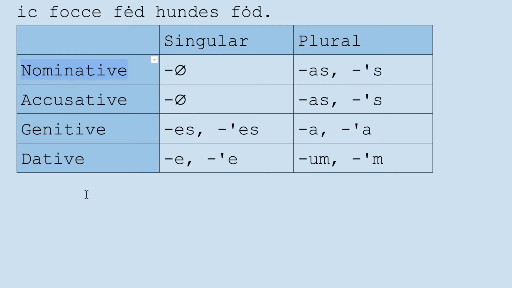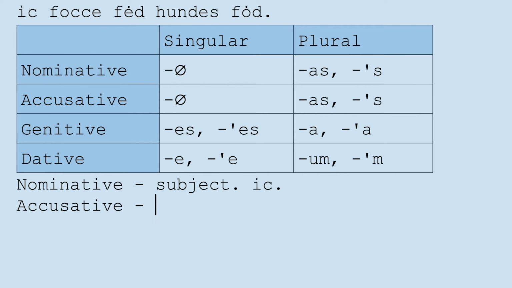So let's start off with nominative. Nominative is the subject of a sentence. It is the thing doing the action. It's the word ik up here in this example sentence. Accusative is our direct object. It is the thing that an action is being done to. So it is fod in this example sentence here. It's at the end here.